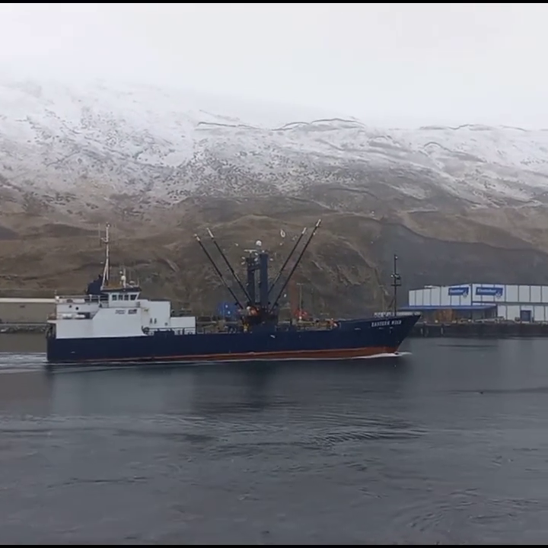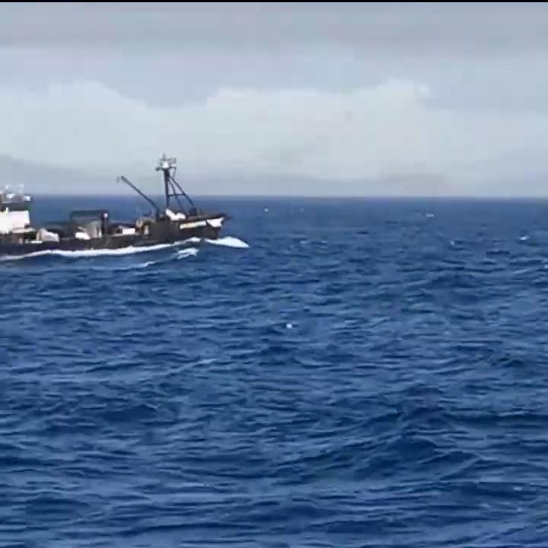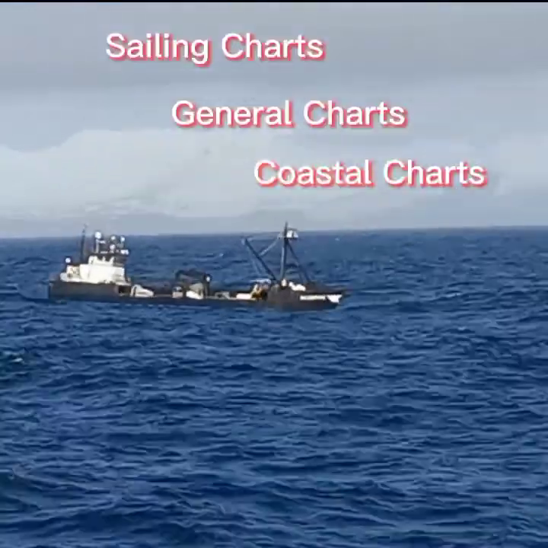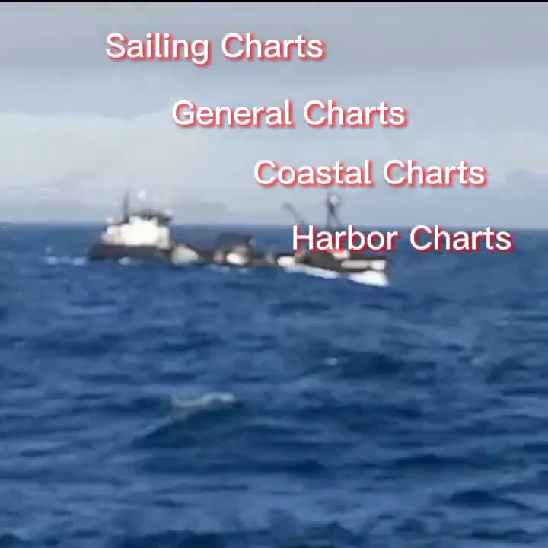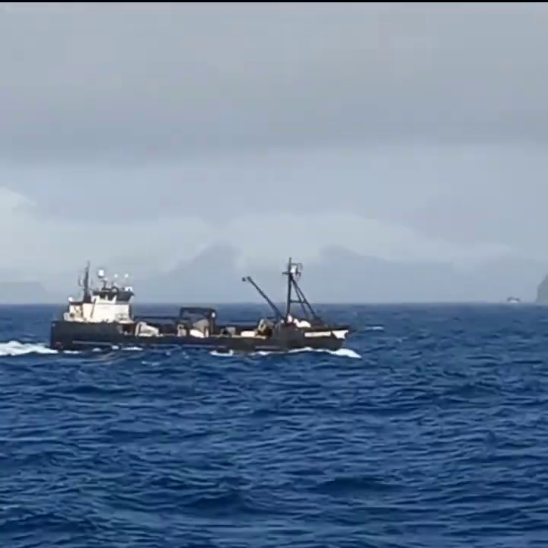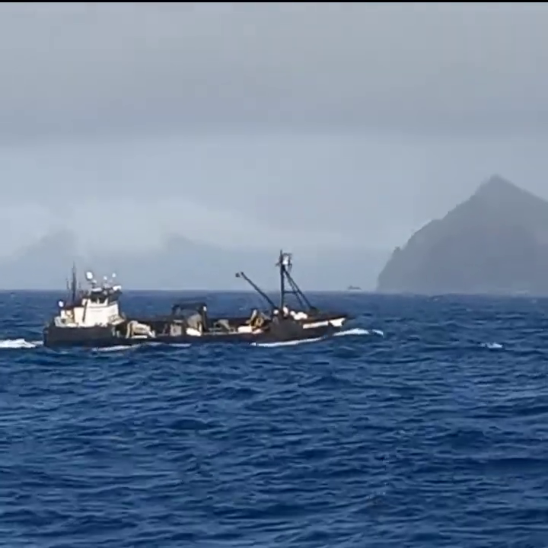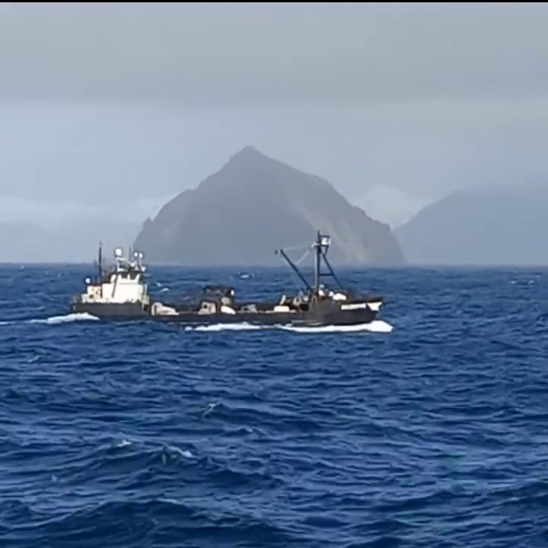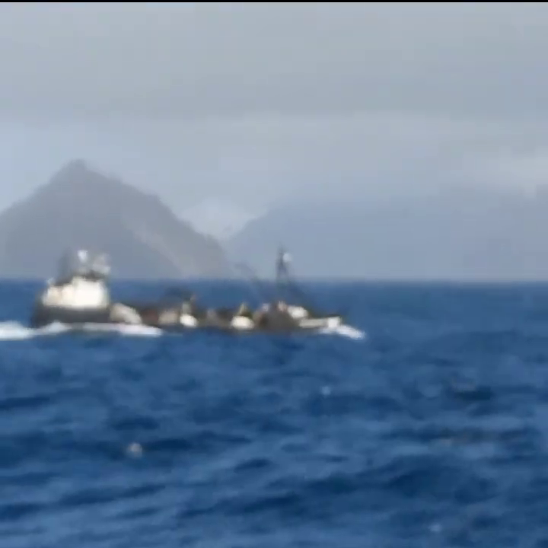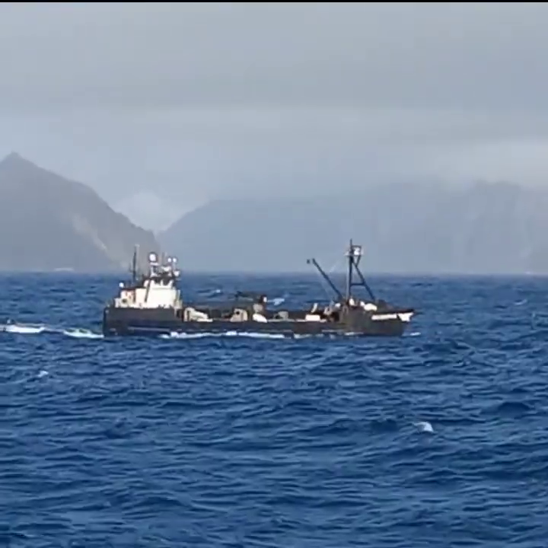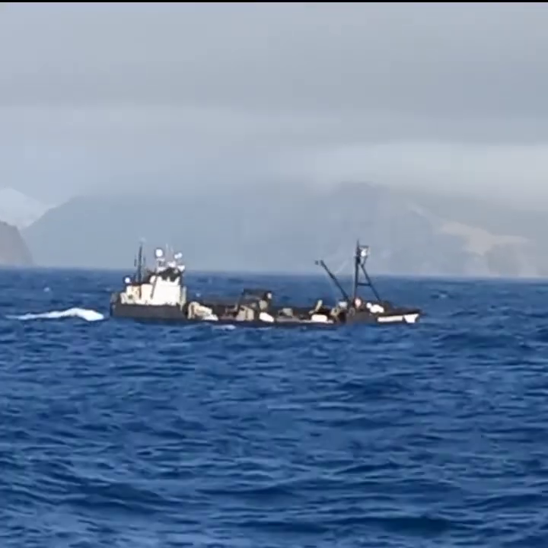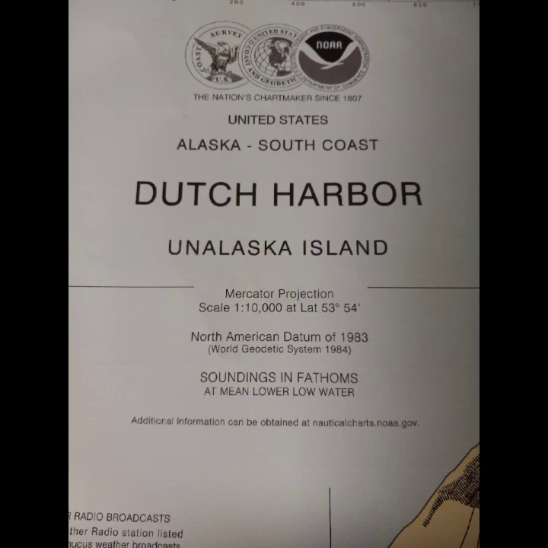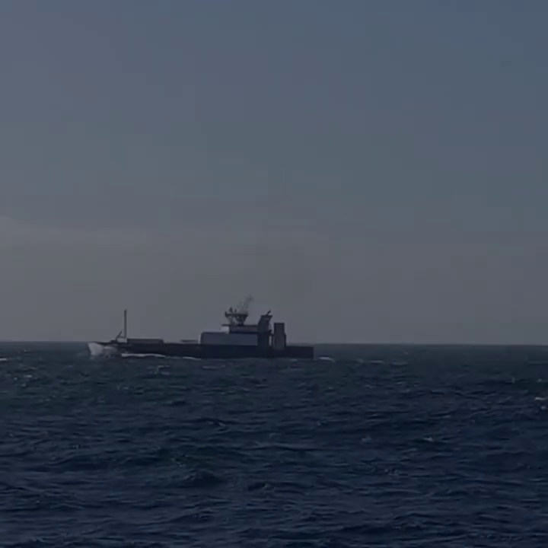The scale of the chart depends on what the chart is being used for. We have sailing charts, general charts, coastal charts, and harbor charts. The harbor charts have a scale of, say, 1 to 50,000. Coastal charts will go like 1 to 50,000 or 1 to 150,000. And then the general charts are smaller in scale, and the sailing charts are more vague. The larger the scale, the more detailed the explanation is.